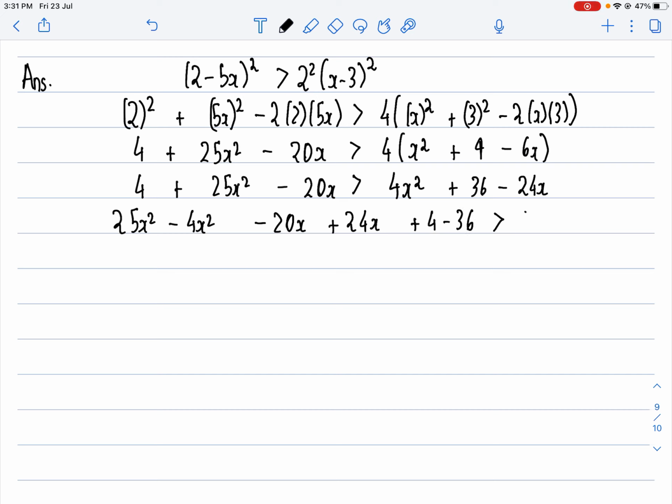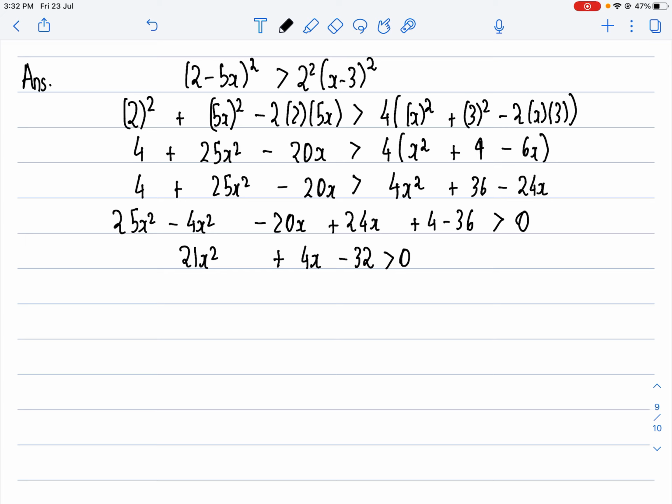This is what I simply get. So now I can do 25x square minus 4x square, which gives me 21x square. Correct? Now I get 24x minus 20x, I simply get 4x. And 4 minus 36 gives me minus 32. Correct? This is what I get, which is more than 0.